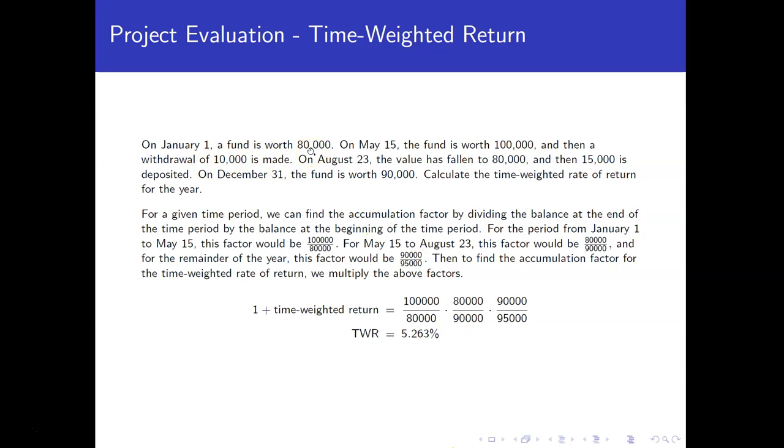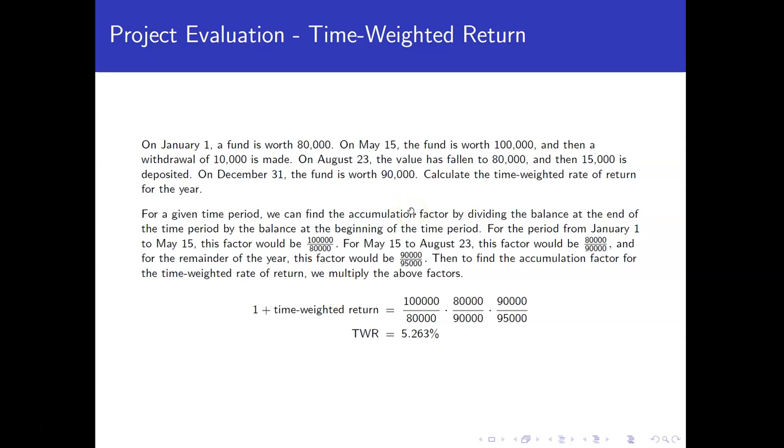So at the beginning of the year, we've got a fund worth $80,000. On May 15th, the fund was worth $100,000, and at that time, $10,000 was taken out. Then on the 23rd of August, the value dropped to $80,000, and we put in $15,000 at that time. Then at the end of the year, the fund is worth $90,000, and we're asked to calculate the time-weighted return.